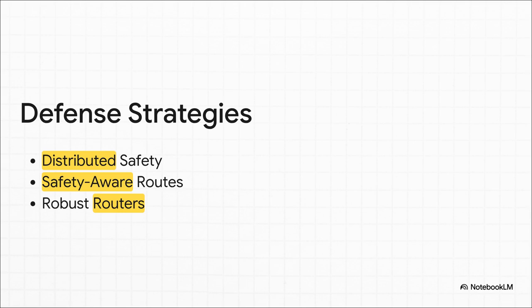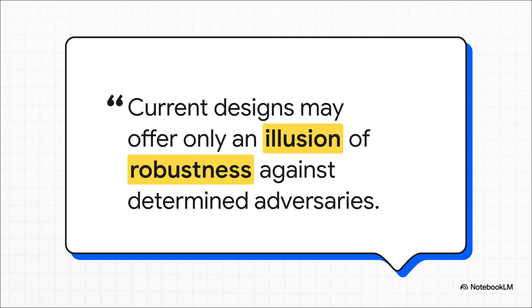The researchers behind the large language lobotomy paper really hit the nail on the head when they said, current designs may offer only an illusion of robustness against determined adversaries. Security by obscurity, just hoping an attacker won't figure out which specific expert handles safety, is absolutely no longer a viable defense for these multi-billion parameter networks. The foundational structure itself has to be fortified.